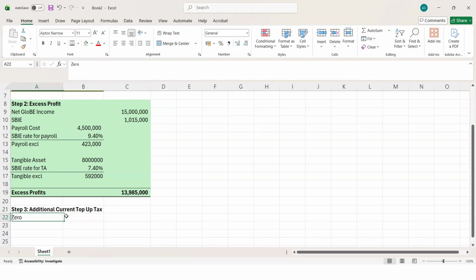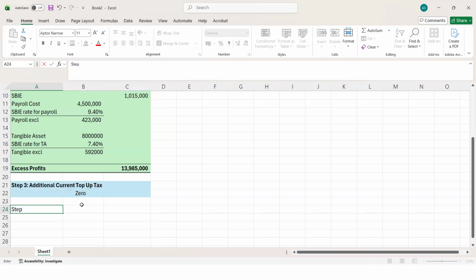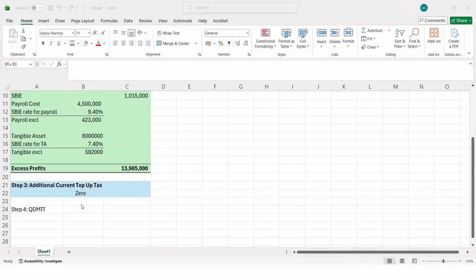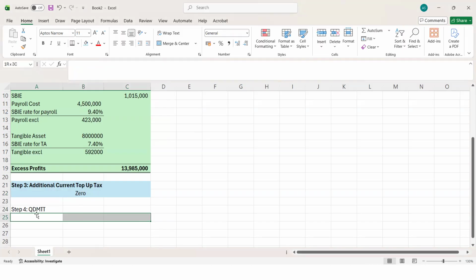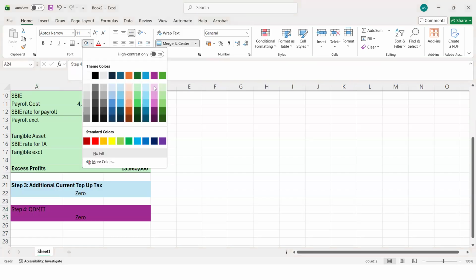Right? So this is blue, and step 4 is QDMTT. What is the QDMTT calculated? QDMTT also, we understand from the question that SG has no QDMTT. Okay, so there is no QDMTT. So again, this is also zero. Okay.